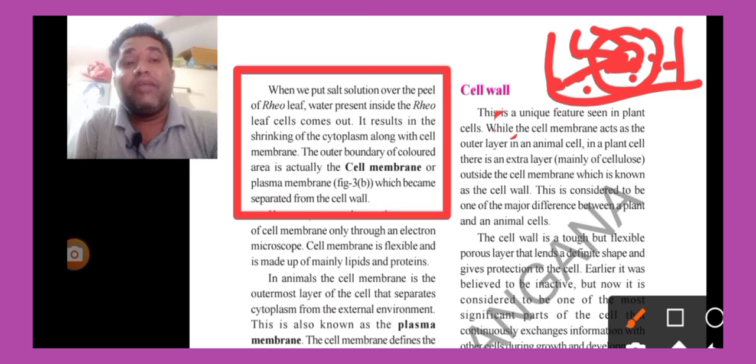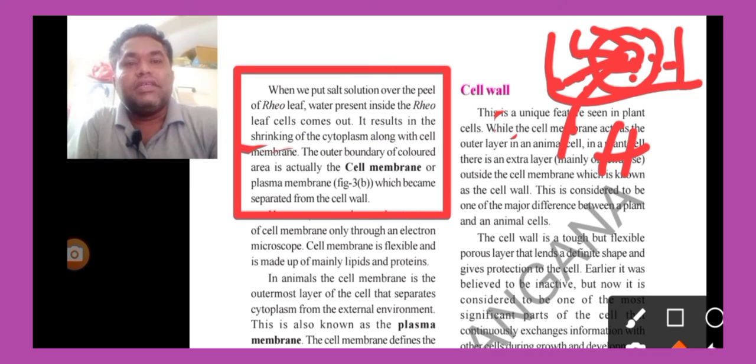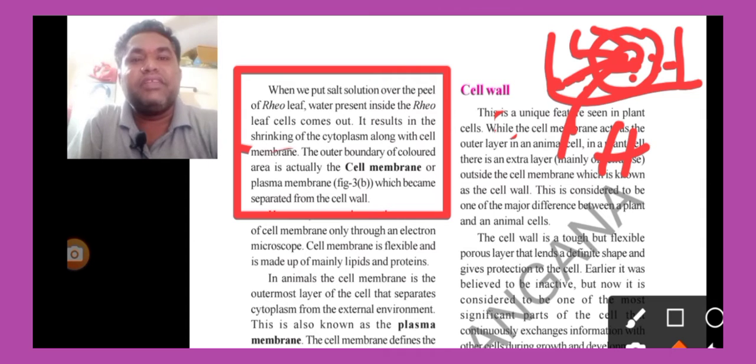when we keep a cell in salt water. Why? Because the salt water has a high concentration and inside the cell is low concentration, so immediately water moves from the cell to the surroundings. When the water leaves the cell, the plasma membrane will shrink. So automatically the cytoplasm will shrink. It is clearly given here. So it results in the shrinking of the cytoplasm along with the cell membrane.